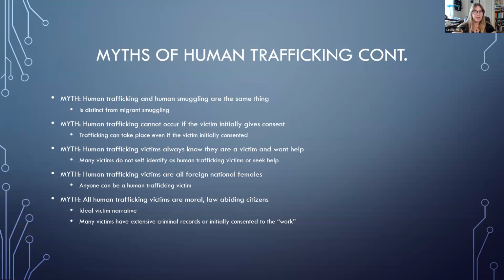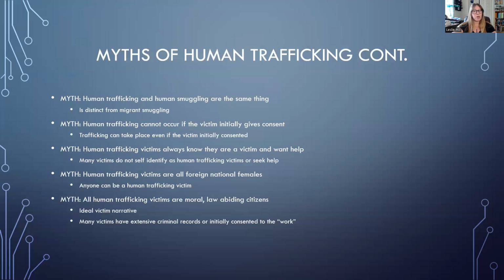The next myth is that human trafficking victims are all foreign national females. The reality is that anyone can be a human trafficking victim. It affects people in every country, every race, every socioeconomic background. It is a widespread crime that generates about $150 billion worldwide per year. Traffickers and their victims are diverse and they do not fit one stereotype. Trafficking victims can be males or they can be females, and the same thing applies to their traffickers.